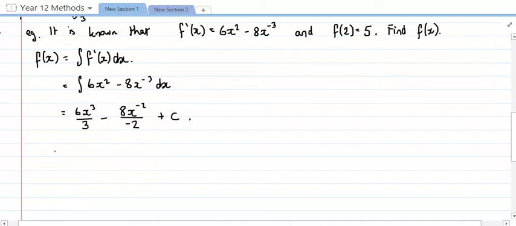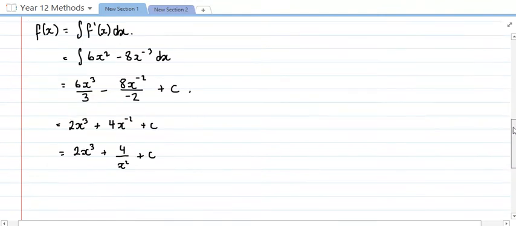I'm going to simplify that a little bit. So 6x cubed divided by 3 is just 2x cubed, and that minus is going to become a plus because we're dividing by a negative number here. So 8 divided by 2 is just 4x to the negative 2 plus c. The last thing I'm going to do to make it a little bit nicer before I sub those numbers in is write this in a form that I can deal with. So 2x cubed plus 4 over x squared plus c.